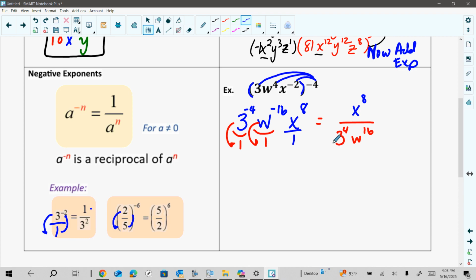Now, what I'm going to do is change this 3 to the 4th into a number. So we have x to the 8th over 81 w to the 16th. And there's our final answer.